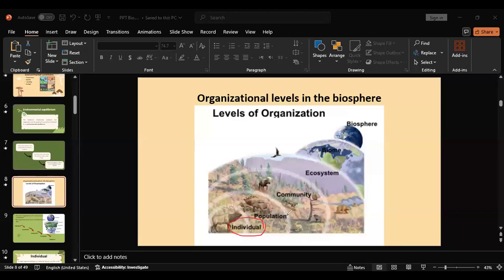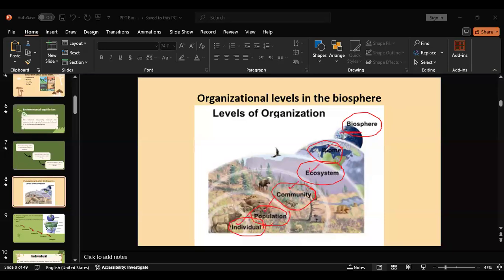and after that the population, community, and the ecosystem. Finally, the topmost is the biosphere. This is the organizational level. Further in this lesson, first of all you have to know what the levels are: individual, population, community, ecosystem, and the biosphere.